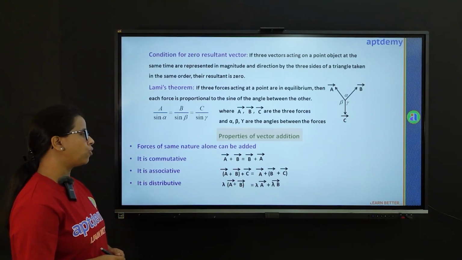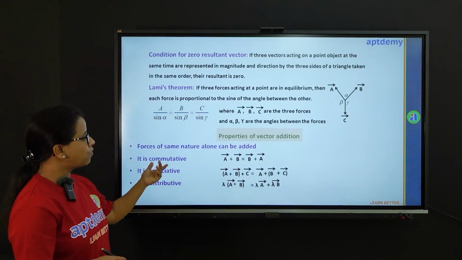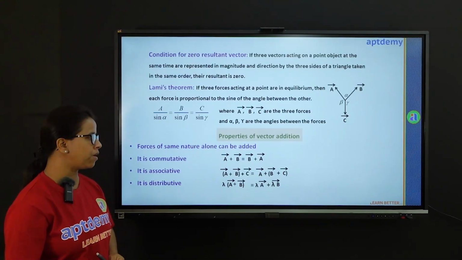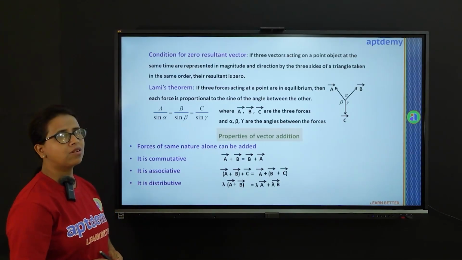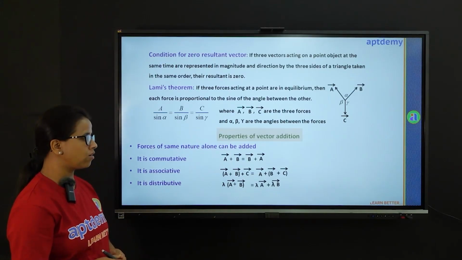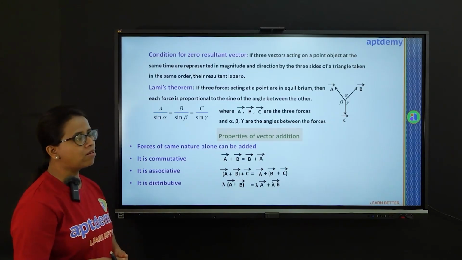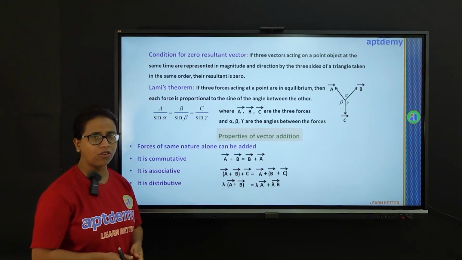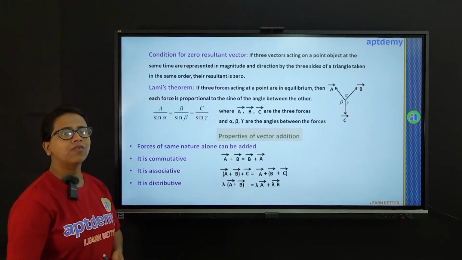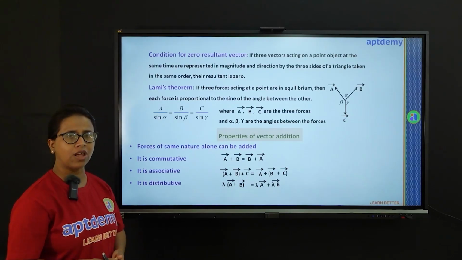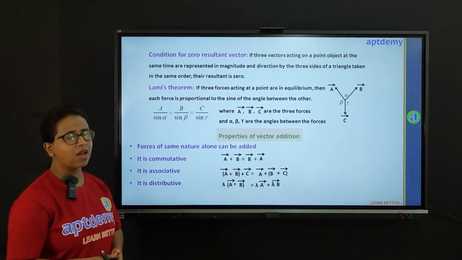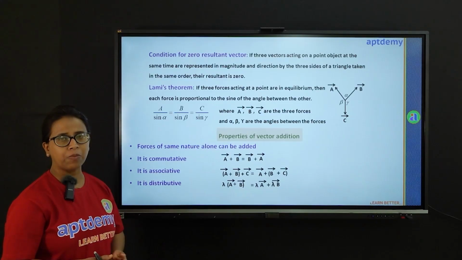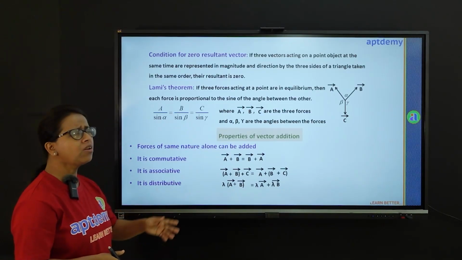Then vectors follow the law of vector addition, and vector addition is commutative. That is, vector A plus vector B will be equal to vector B plus vector A. It is associative. Vector A plus vector B, the sum added to vector C, is the same as vector A added to the sum of vector B and vector C. It is distributive. That is, if you have a scalar quantity lambda and you multiply lambda with the sum of two vectors A and B, then it produces the same effect as multiplying lambda with vector A and adding the result to lambda multiplied with vector B. Now take a note at this.